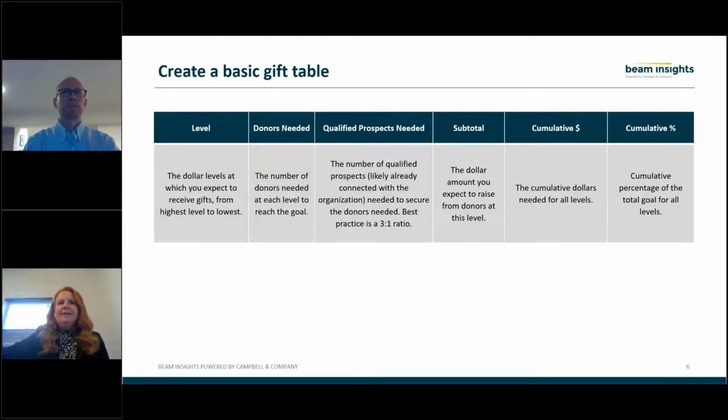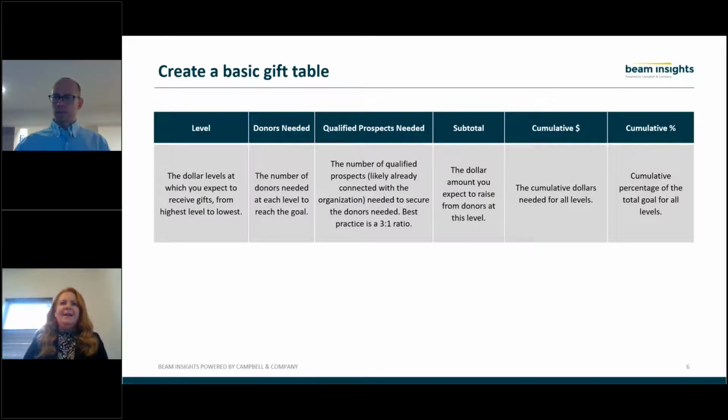So if you were to think about, for example, a $20 million campaign, you may have a $2 million lead gift, or you may have a couple of $1 million gifts that you're looking to secure, and you can play around with that top level. Maybe you have a $5 million prospective donor and you want to have that as your top level of the gift table. And then you think about your bottom level of the gift table.